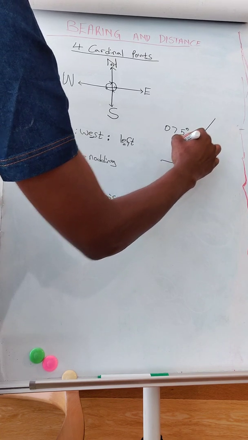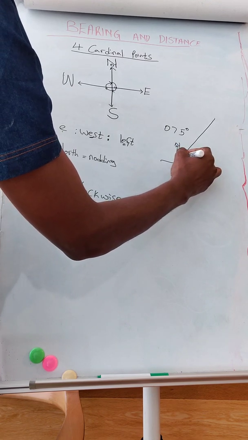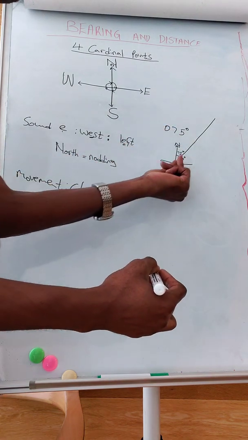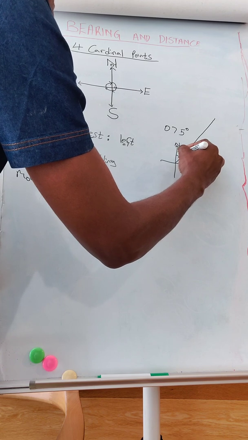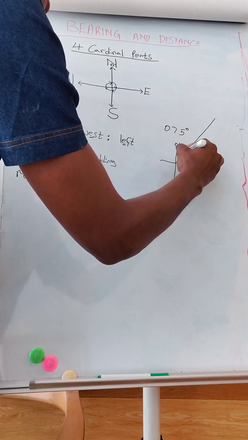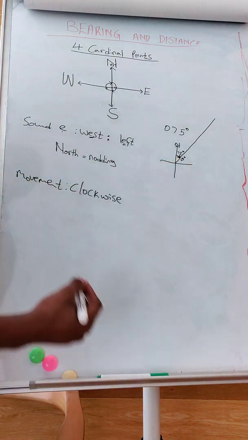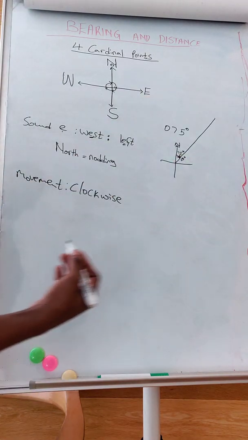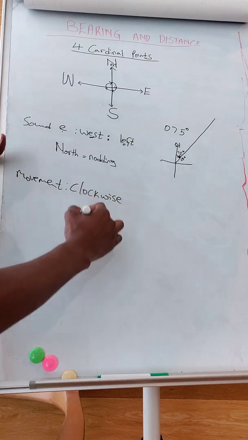75. This is 75. The remaining part here will be 15. Yes, it will be 15. So this is what? Bearing 75. Don't forget about the direction. It's very important, please. The arrow to show the direction. This is 75. Are we together? Now, we are not going into solving questions yet, but I just want to use it as an example.